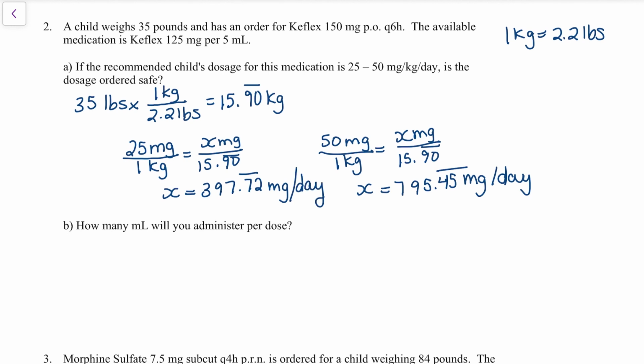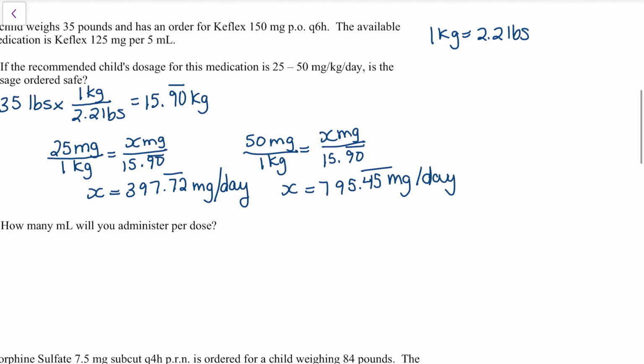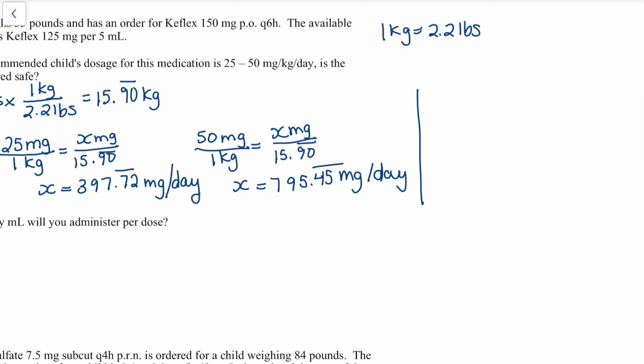Now with this one, because we're given a range, we don't do the 10% rule. We're focusing just on the range that they've given. So that means the safe dosage range is 397.72 milligrams per day up to 795.45 milligrams per day. That is what is safe. So let's look at what was ordered. Okay. So this is safe, and this is ordered.